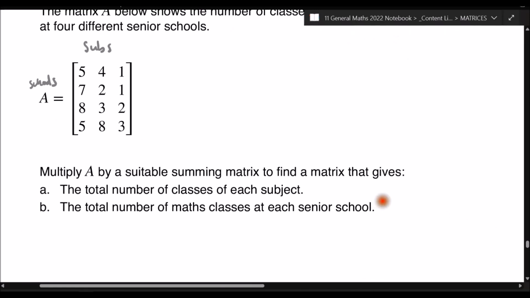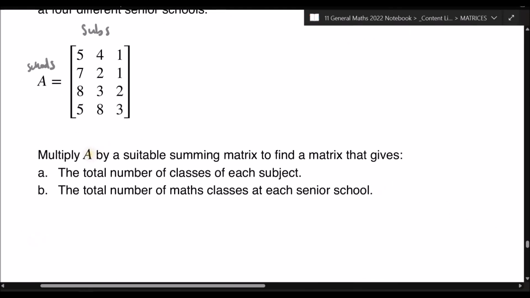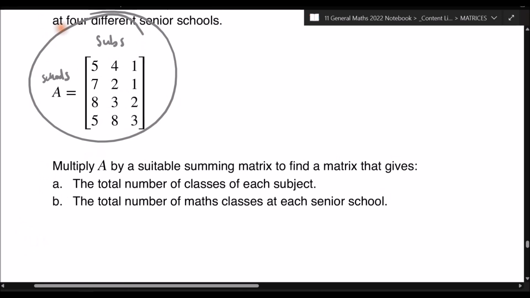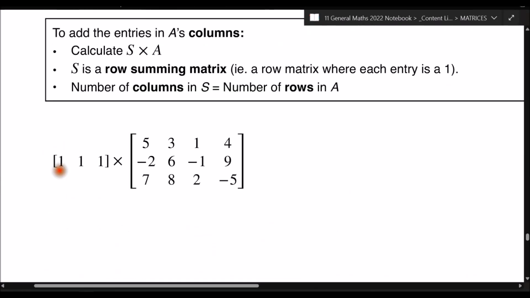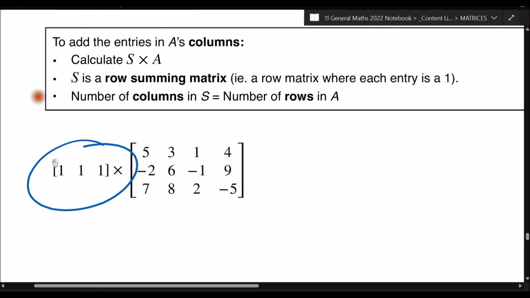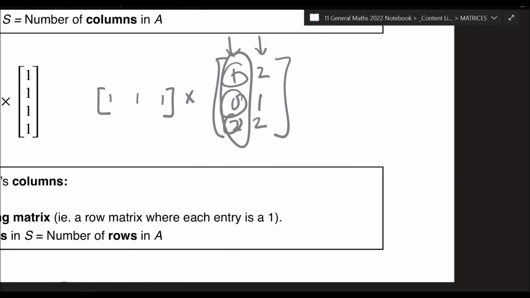What it's asking us to do here is multiply A, which is this matrix A, by a suitable summing matrix of some sort. That means we're going to be using either some sort of column matrix or a row matrix that looks like this. So it's either one of these matrices. That's a row matrix, and this here is a column matrix.